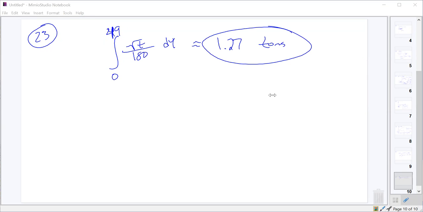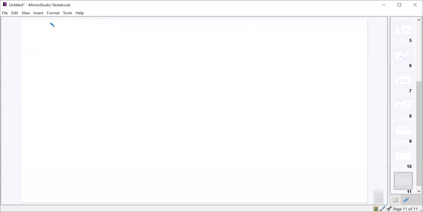Okay. I believe next one we need is 28. 28, we've got a bacterial culture that is growing at a rate of 1,000 e to the 0.03 t. And we want to know what the total increase in the bacterial population during the second hour is.